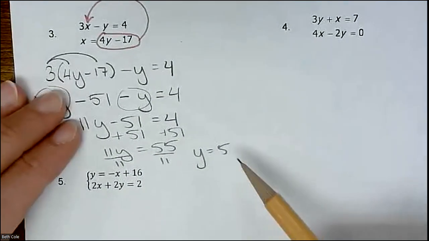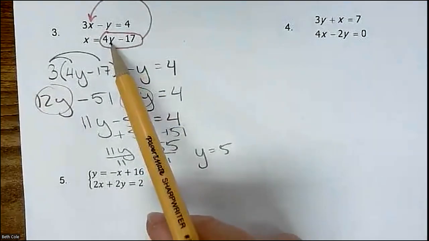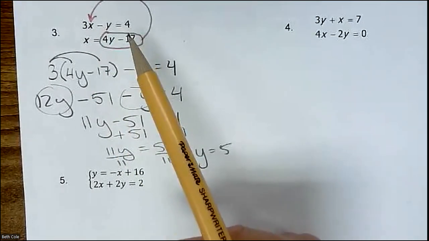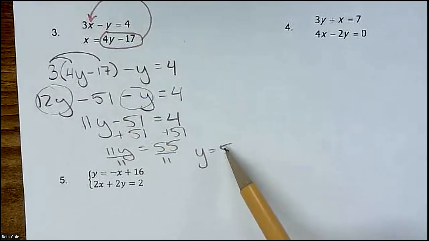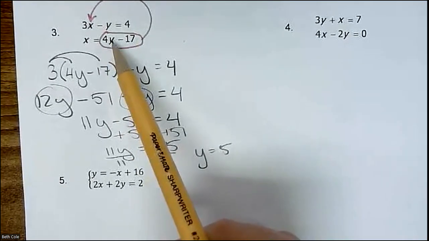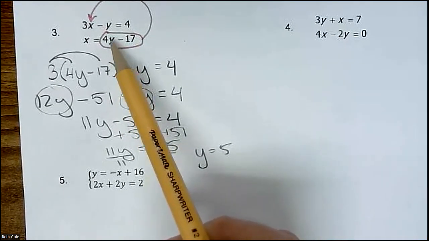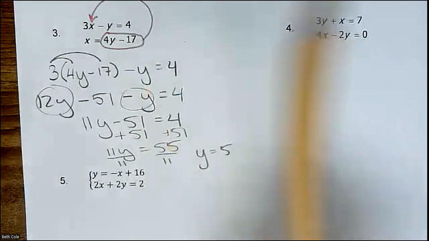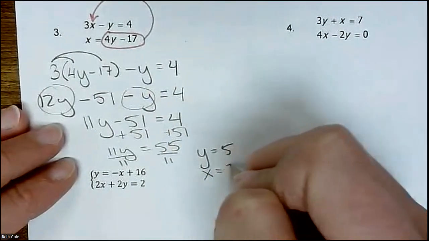X. All right, you're going to take that 5, plug it back in for y. Kind of doesn't matter which equation at that point. And a lot of times you can do it in your head. It doesn't really involve more writing. Just follow along with me. If I plug in 5 for y, 4 times 5 would be 20. Minus 17 would be 3. So we get x is 3.